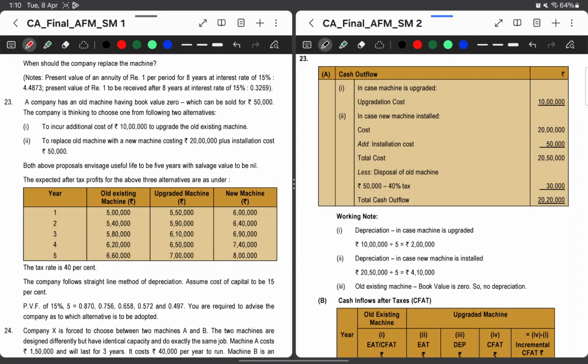Hi CS students, let's revise CA final AFM. Chapter 3, Advanced Capital Budgeting Decision.